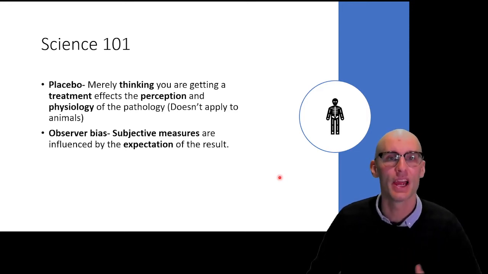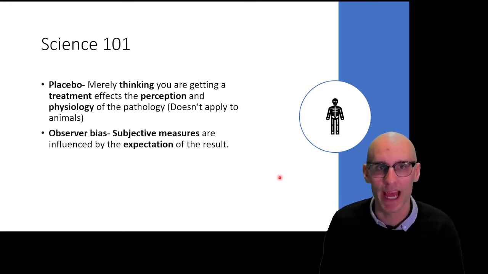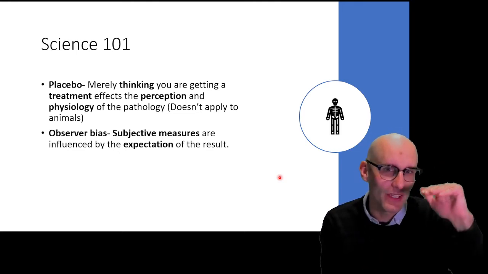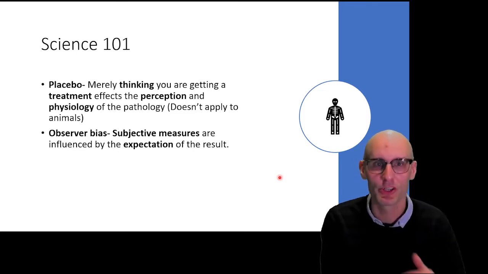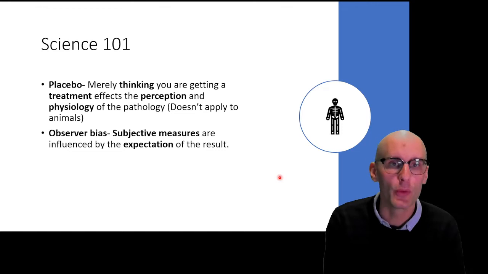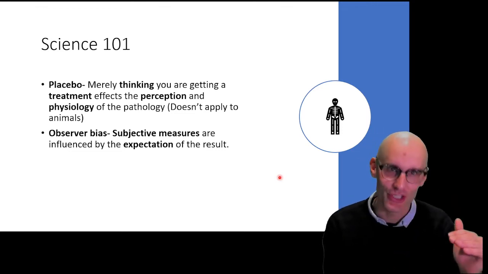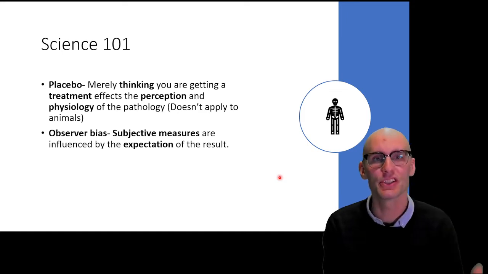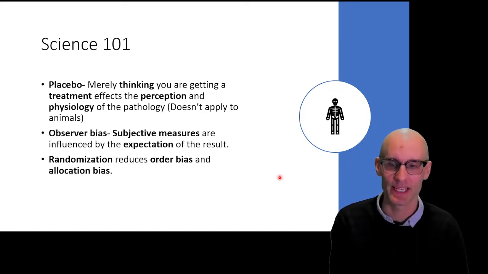So if I'm a doctor and I think your blood pressure should go down, and then I measure your blood pressure, my observer bias, as the mercury is dropping in the blood pressure measuring device, might influence my interpretation of the results. So subjective measures can be influenced by the expectation of the results.